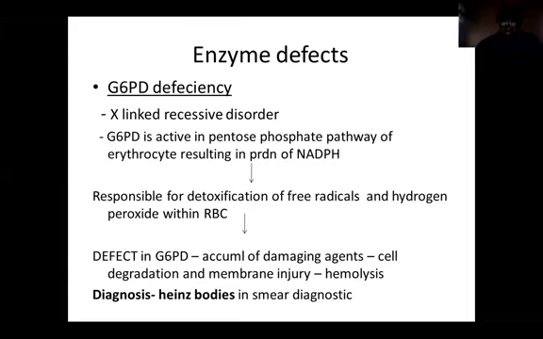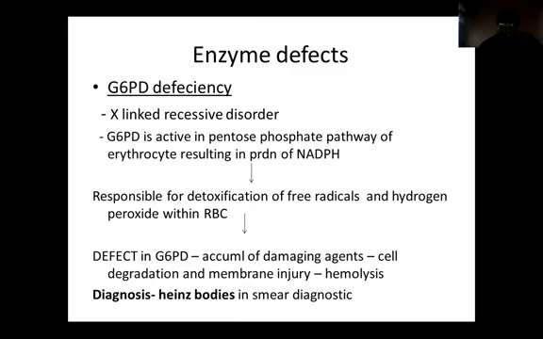So G6PD and PK are the most common deficiencies. G6PD is an X-linked recessive disorder. G6PD is active in the pentose phosphate pathway of the erythrocyte, resulting in production of NADPH. This is responsible for detoxification of free radicals and hydrogen peroxide within the RBC. Whenever G6PD is decreased or absent, there will be accumulation of these damaging agents, resulting in cell degradation and membrane injury, resulting in hemolysis.